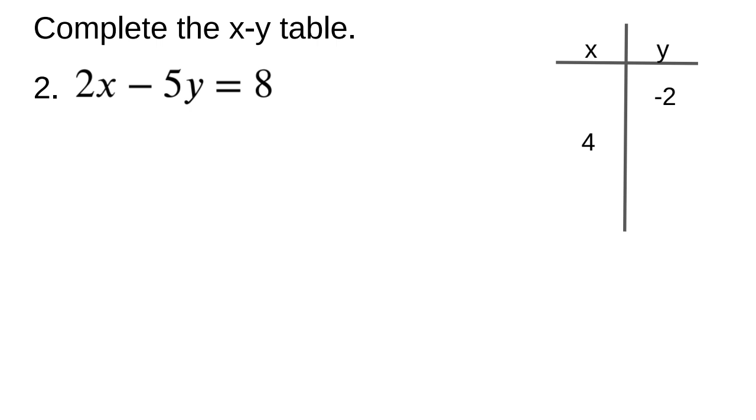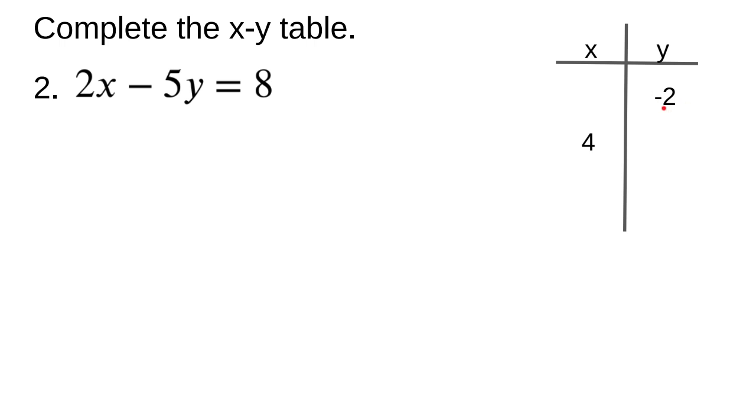Let's take a look at example 2. We're asked to complete the XY table for this equation, 2x minus 5y equals 8. Over on the XY table, we already have 2 numbers put in their spots. This -2 is in the y column. So that means they want us to find the x when y is equal to -2. 4 is in the x spot, so we want to know what's the y when we put 4 in the x spot. First up, let's do the -2.